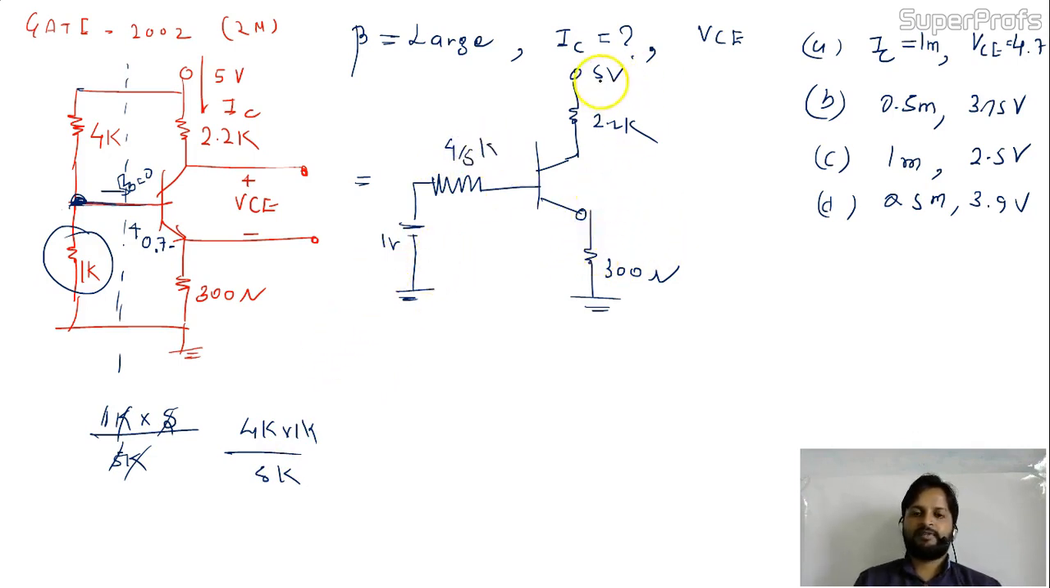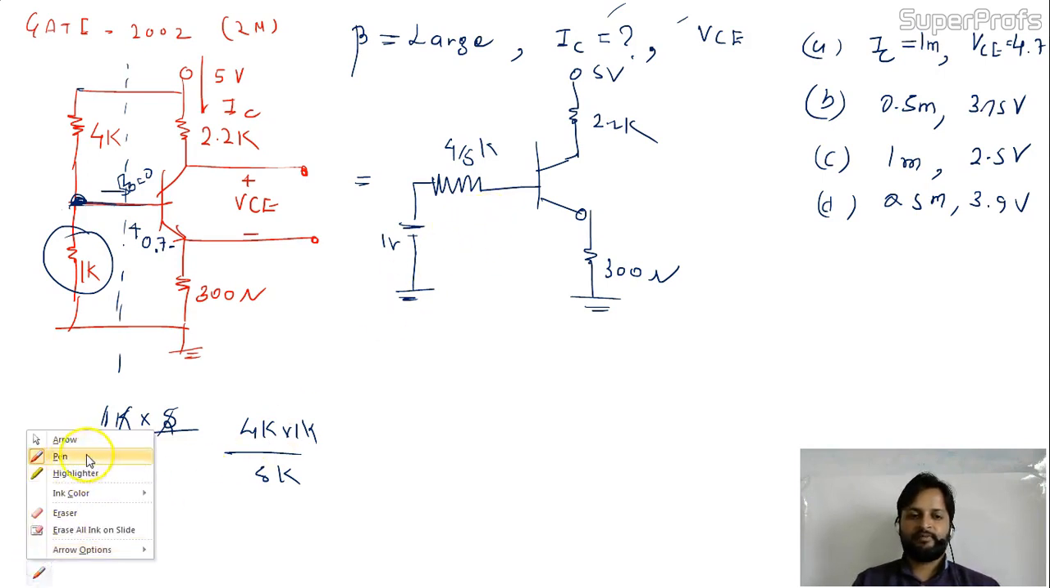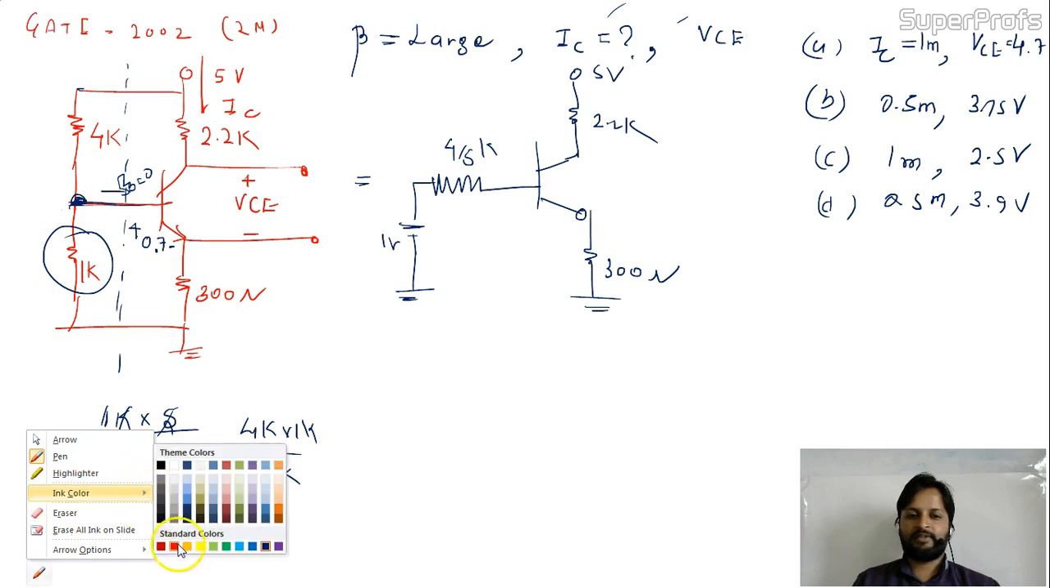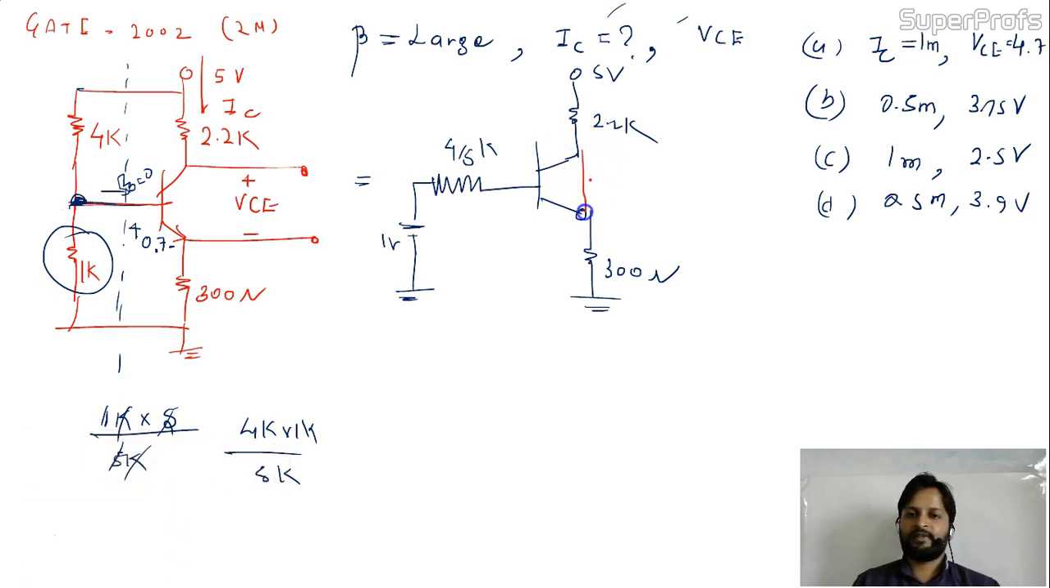Now they're asking to find IC and VCE. This is a simple circuit now. You have to check whether it's working in saturation or in the active region. So proceed as I told you last time for this type of problem. You first have to find IC saturation. IC saturation will be 5 divided by 2.2K and 0.3K, so 2.5K.